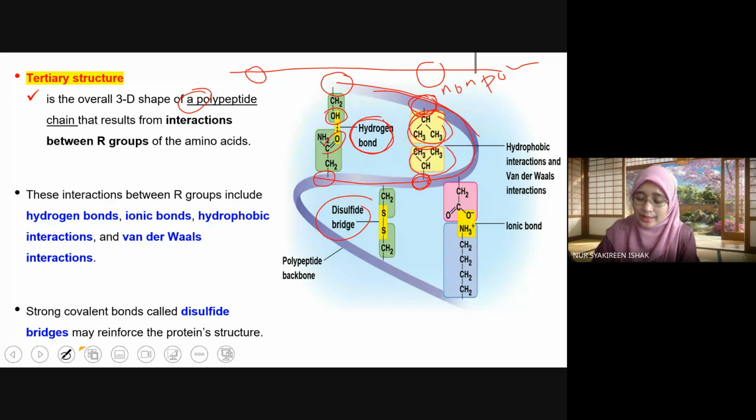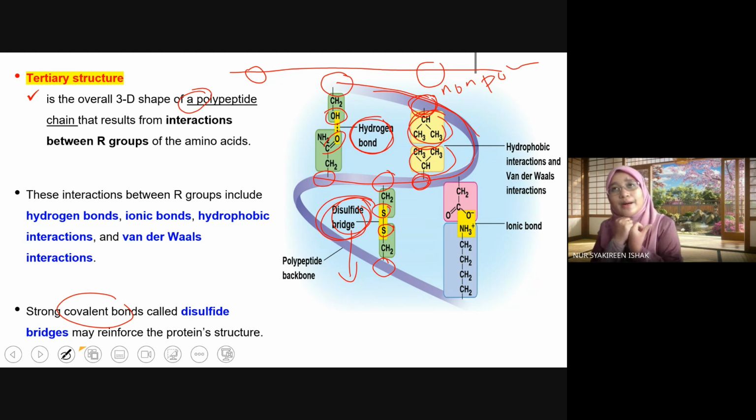So along the chain, there's another amino acid and another amino acid that both have a sulfhydryl group. So the sulfhydryl groups will be interacting with one another to form a disulfide bridge. Disulfide, you have to take note, is a strong covalent bond. It cannot be easily broken by increasing temperature. You apply heat, you increase temperature, you cannot easily break down the disulfide bridge.